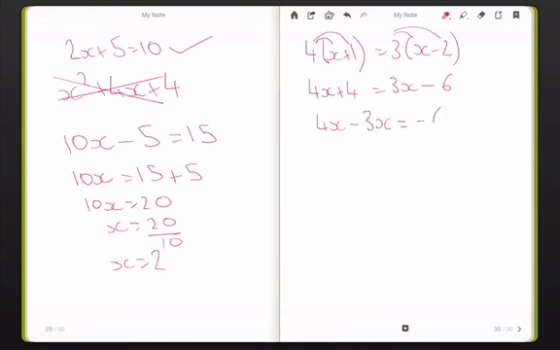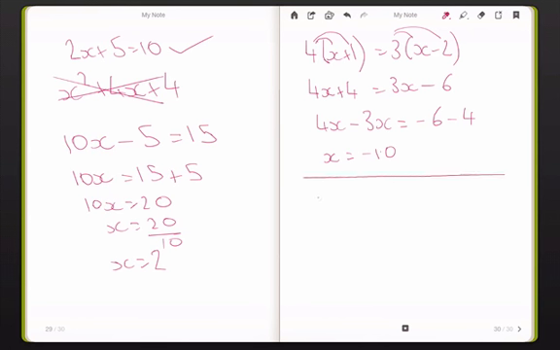And then we've still got a negative 6 on this side, and we're also going to bring this positive 4 to the other side, which makes it negative 4. So 4x minus 3x is just x, and negative 6 take 4 is negative 10. So now we've solved that equation. We call that solving for x. So now we know what x is.